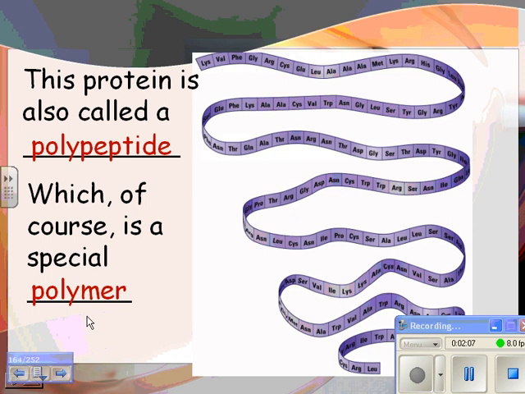So there are several different polymers. There are polypeptides, which are polymers of proteins, and there are polysaccharides, which are polymers of carbohydrates. So right now we're talking about proteins, so we're talking about polypeptides. You can almost use the word polypeptide interchangeably with a protein. It gets a little bit different when we get to the quaternary structure, and I'll show you that when we get there.